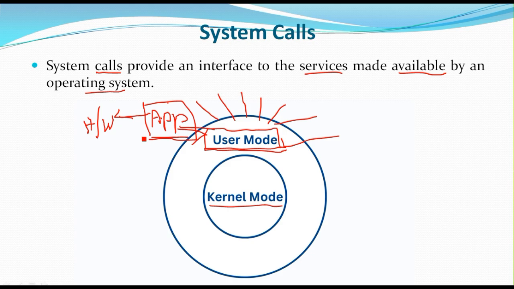If user mode applications run in isolation, then if one crashes, it doesn't affect the others. Means we have multiple applications, and if one of them crashes, it doesn't affect the other applications, because they run in user mode, and that doesn't affect other applications and hardware.